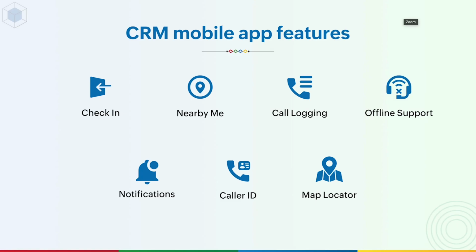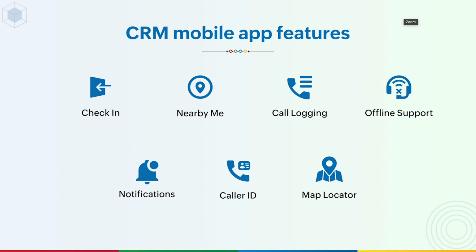CRM Mobile App Features. Before we begin with a business example to see how the features can be put to use in a sequence, I just wanted to take a quick halt to highlight the names of the features that we have seen so far in this session, which are check-in, nearby me, call logging, offline support, notifications, caller ID, and finally the map locator.